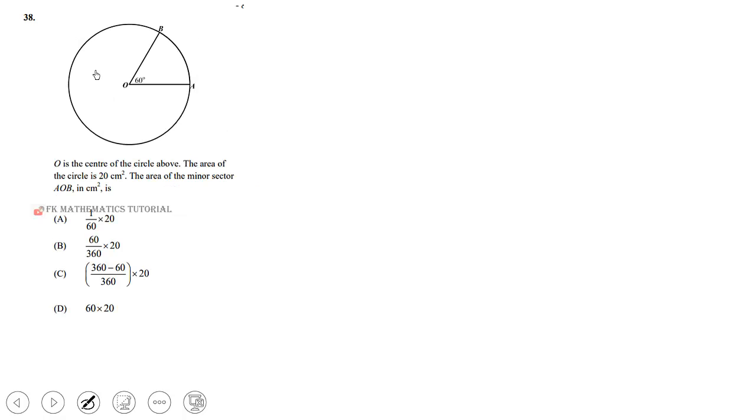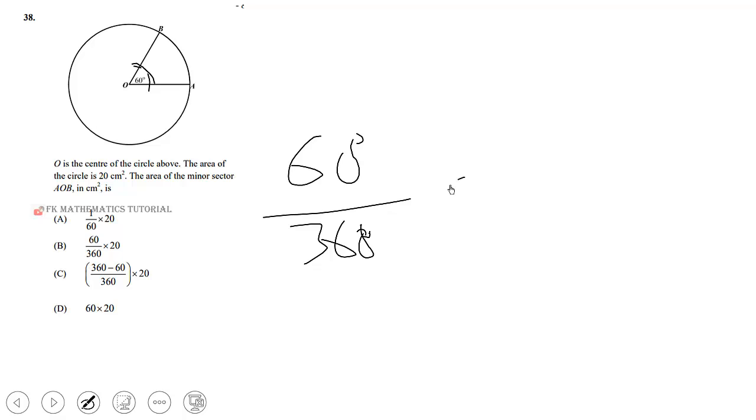Now let's move to 38. O is the center of the circle above. The area of the circle is 20 centimeters squared. The area of the minor sector AOB in centimeters squared is... So the area of the minor sector will be the angle of the minor sector over the whole angle in the circle, which is 360, times the area of the circle, which is 20 centimeters squared. So the correct answer will be B.